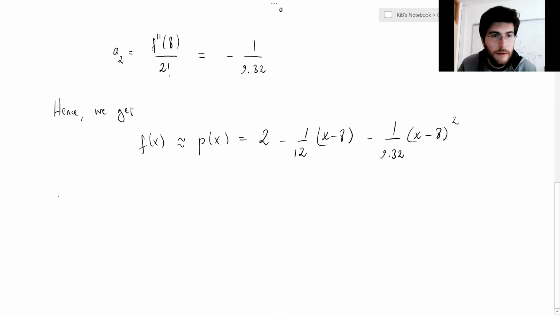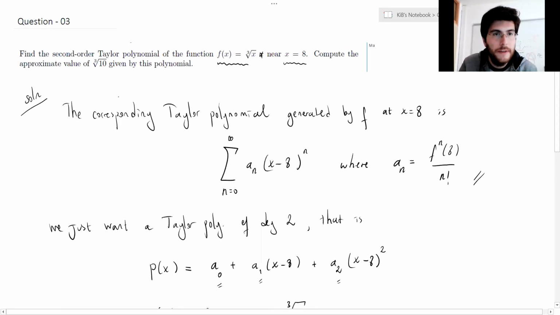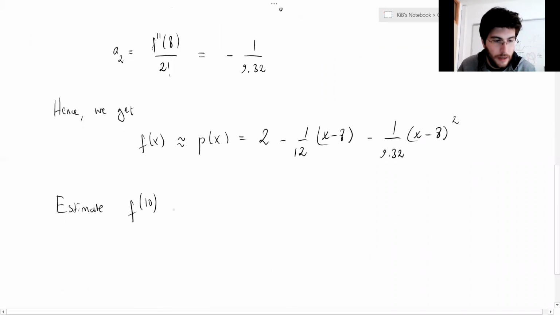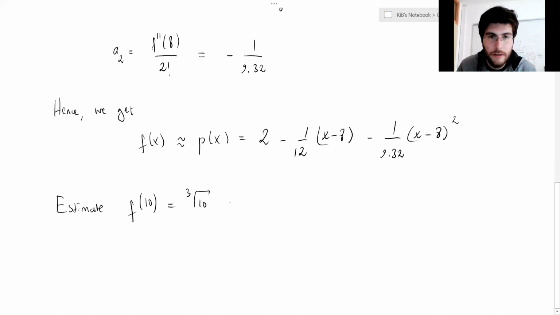So we just estimate f of 10. Remember, that was the question, right? f of 10. So where is it? We really want to approximate this thing. So estimate f of 10, which is just, as we defined, the function. Something like this. And by using this approximation, this is approximately 2 times, okay, this times 2.